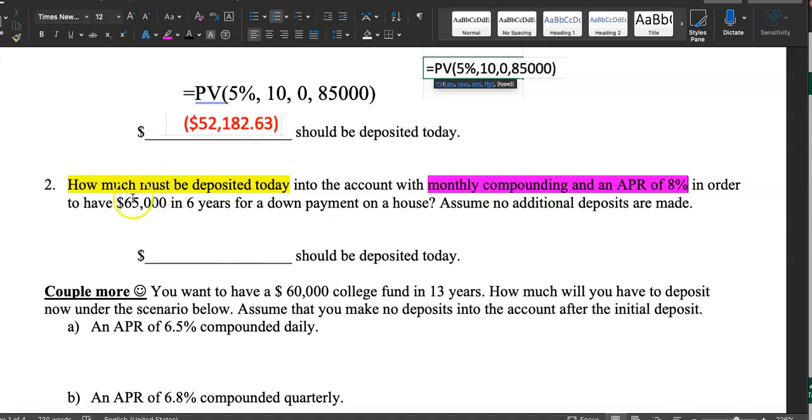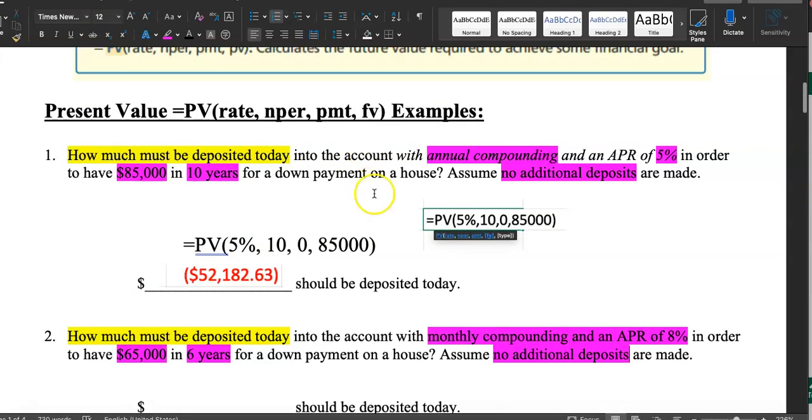In order to have, now here's the goal, we want to have $65,000 in 6 years for a down payment on a house. Assume no additional deposits are made. See, that's the part that I don't understand. When people save money, they put money in every month. But well, that's okay. Maybe somebody just wants to put in a lump sum of money and just wait 6 years for it to grow to $65,000. So because of the yellow highlighted part, I know I'll be using the present value function.